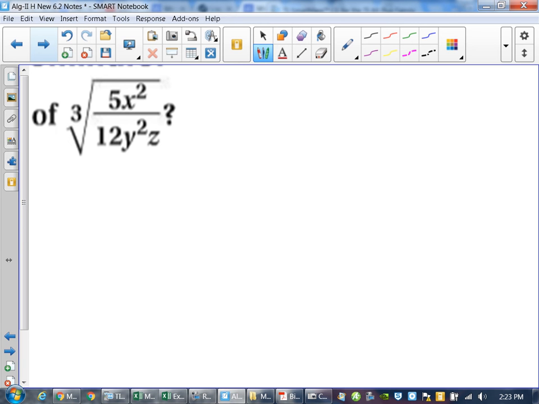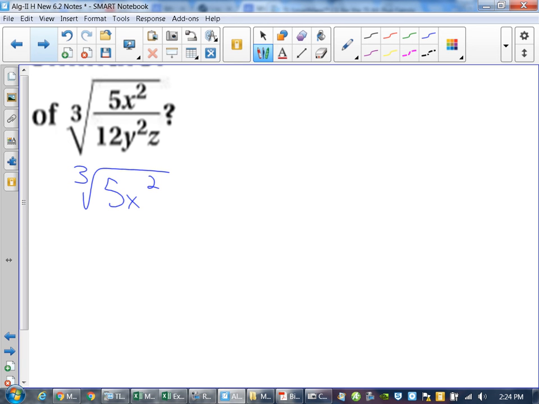So let's walk through this one. We have the cube root of 5x squared over 12y squared z. And you guys are already mumbling, 5 and 12, they're not divisible at all. There's no cube root that goes into 12. There's obviously no cube root for 5. So this is going to be an example of where we're going to have to try and rationalize to make this work. So the first thing I would do is rewrite this in terms of two parts. I'm also going to rewrite it in terms of prime factors.